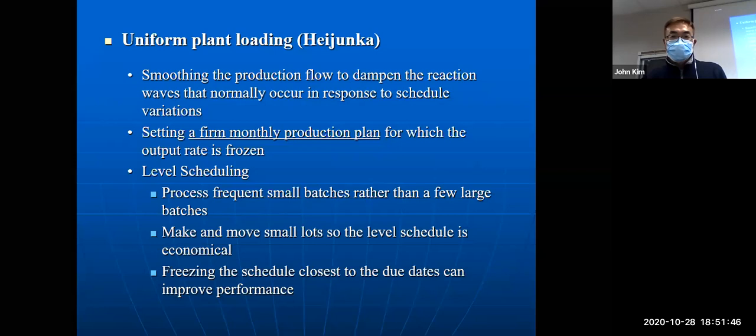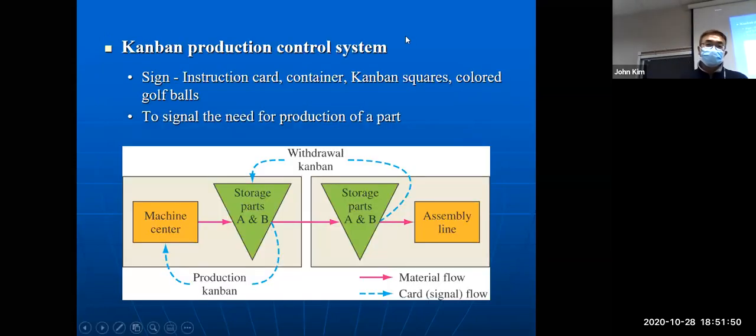And the next thing is the Kanban production control system. Kanban means sign. Kanban is Japanese, and also in Korean there is a similar pronunciation. Kanban means sign. Then you go to Walmart, and you can see the sign, Walmart. That is Kanban. Kanban signs use an instruction card, container, Kanban square, colored golf ball, whatever ball, to signal the need for production of parts.